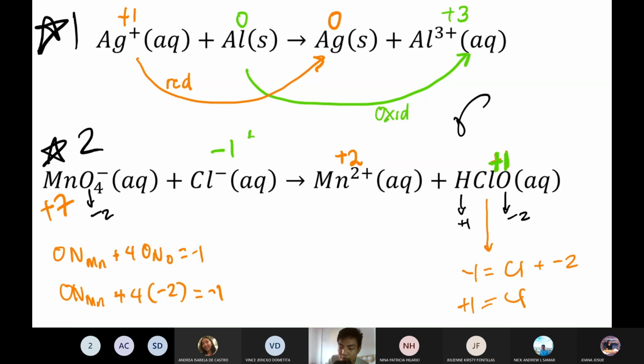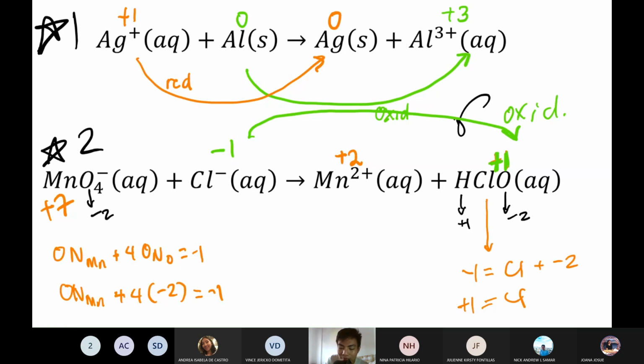Okay? So, as you can see, yung ating Cl, from negative 1, it became positive 1. Kaya nga green yung nilagay ko kasi oxidation din yan. Okay. So, the oxidation number increased. From negative 1 naging positive 1. Kaya green na rin sinulat ko. Ayan. So, kaya yan mentally.